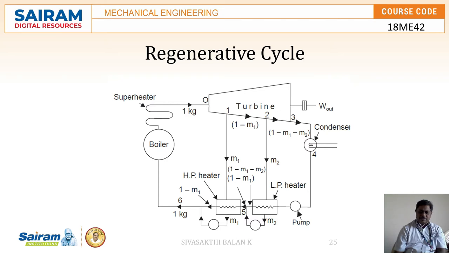Since the water already has certain heat energy before it enters the boiler, the amount of heat required to convert the feed water into superheated steam decreases, so the quantity of heat supply decreases. Once the heat supply decreases, the overall efficiency of the Rankine cycle increases, because the heat supply is placed in the denominator of the efficiency equation. So this is how the overall efficiency increases by the process of regeneration.